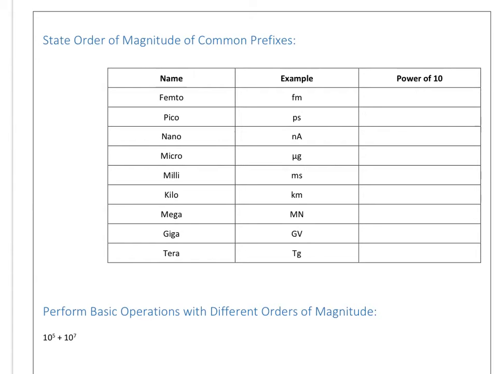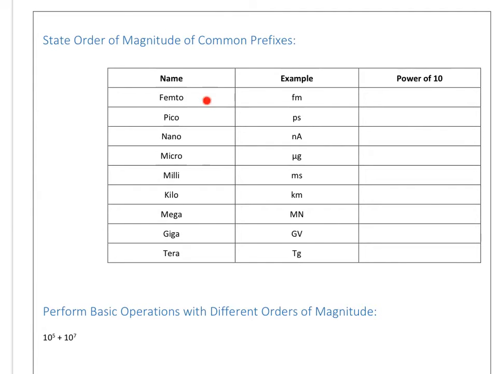Alright, so in this video we're going to look at a couple of things. So we're going to look at the common prefixes that are used to indicate orders of magnitude, and then we're going to look at how we can perform some basic operations with numbers of different orders of magnitude. Alright, so let's start off with some common prefixes.